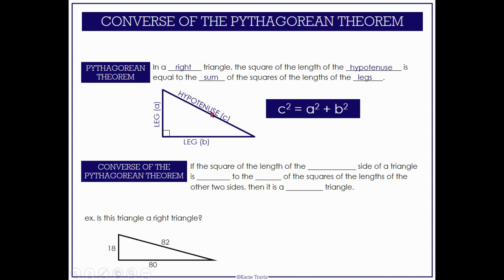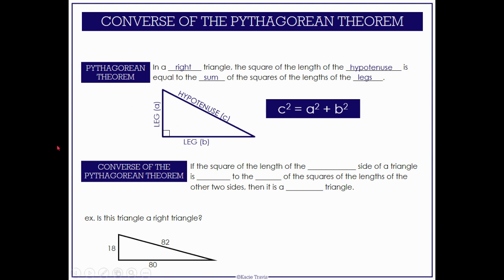And also, as an added reminder, if C is what these two squared are going to be equaling to, that means C is going to be the largest out of these three sides. Okay? So, C, your hypotenuse, does not touch the right angle, and it is the largest of the three sides.